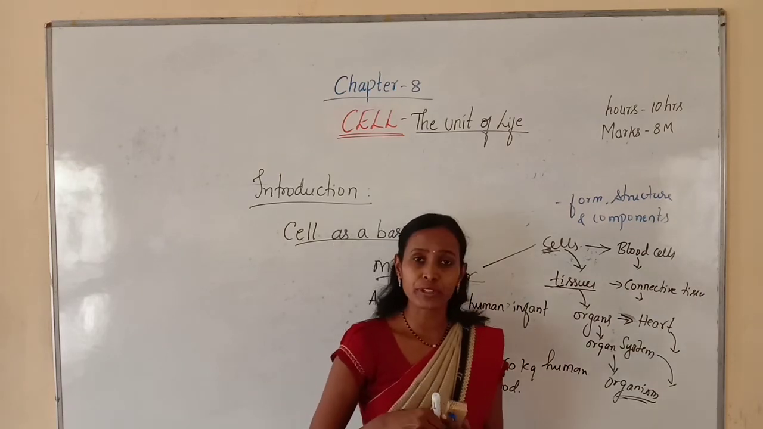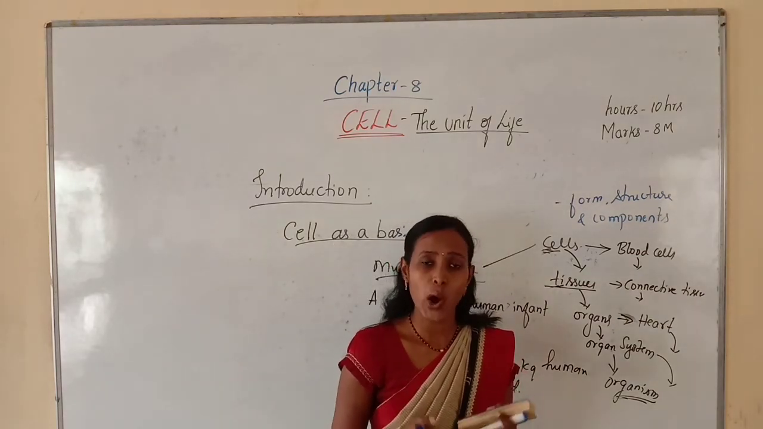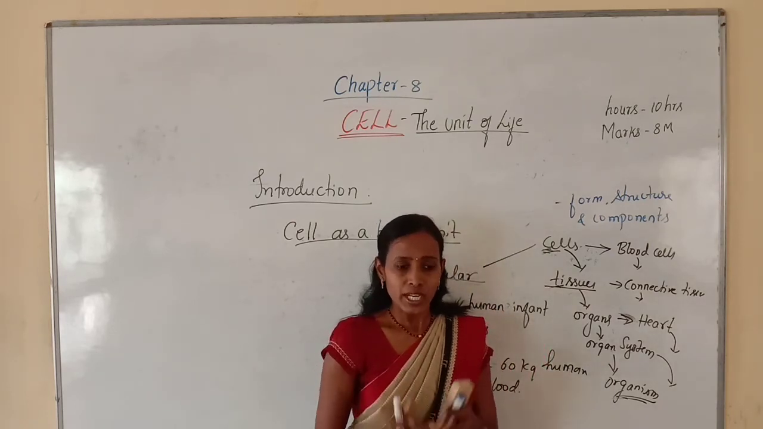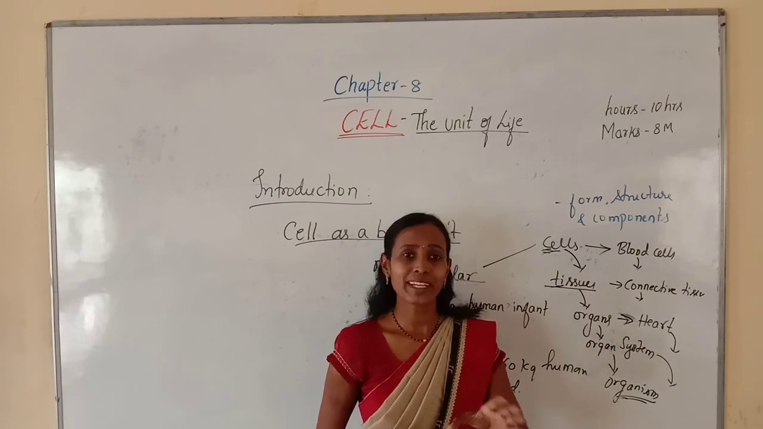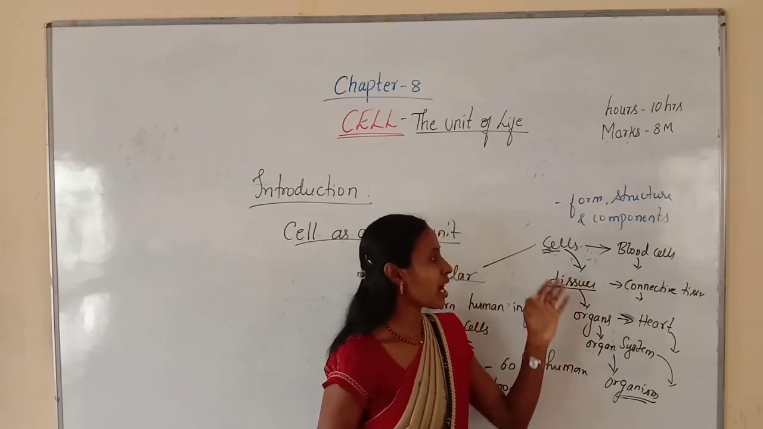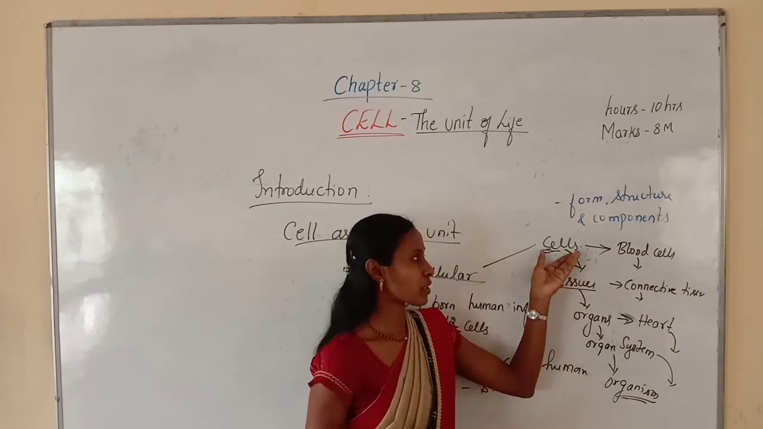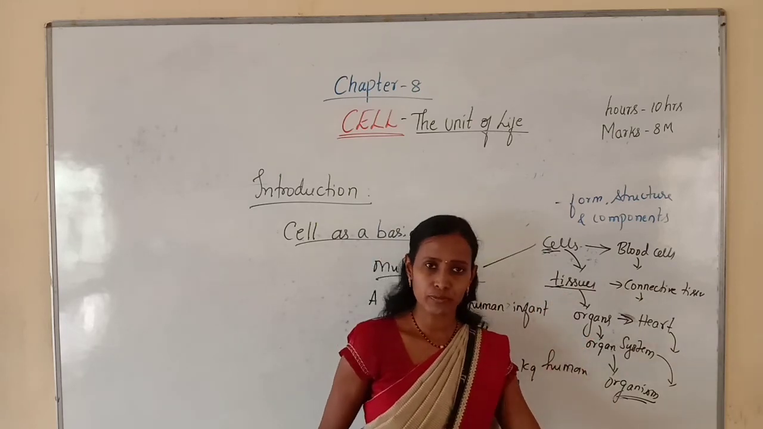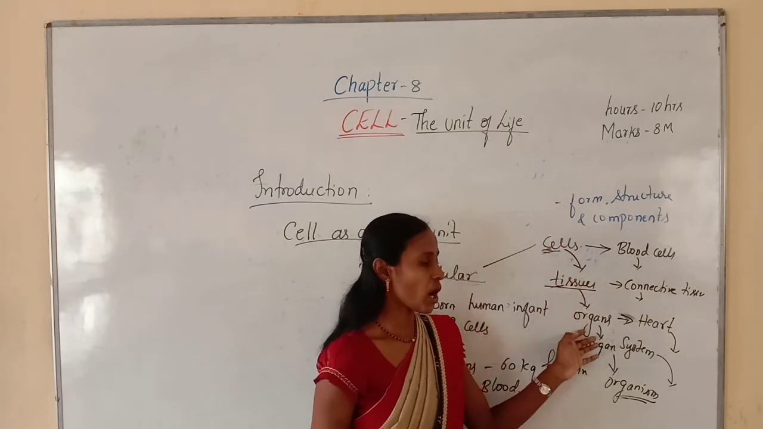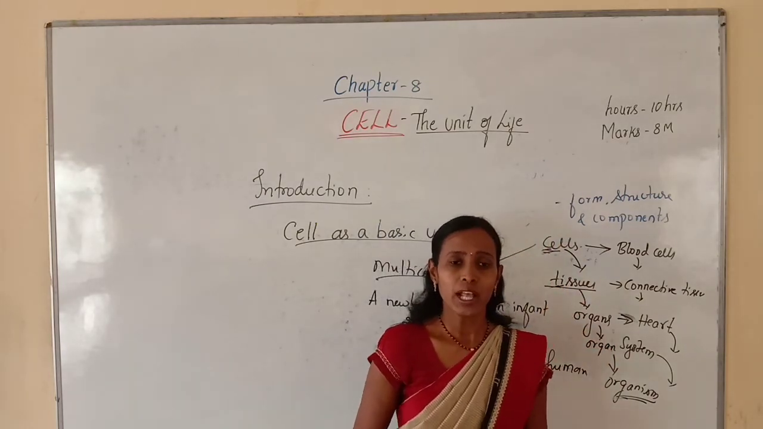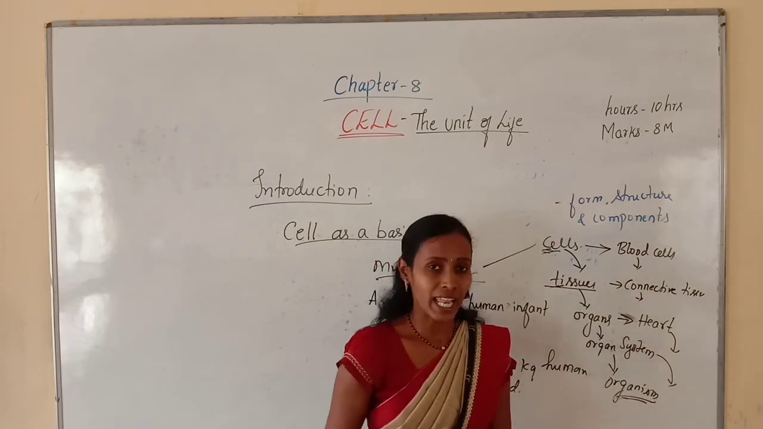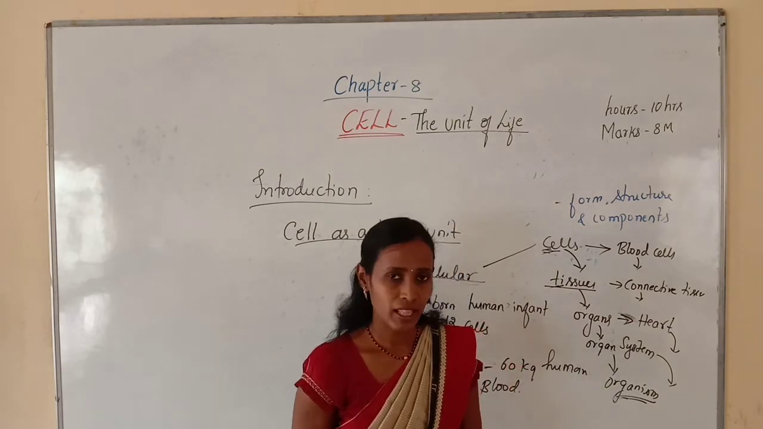And the occurrence of different types of cells, tissues, organs and organ systems results in the division of labor. Division of labor is nothing but performing different types of functions by specialized tissues or specialized cells. So a specific cell will perform a specific function. Likewise, this occurrence of different types of cells, tissues and organs is meant for division of labor. The specific function will be performed by the specific tissue or specific cell.